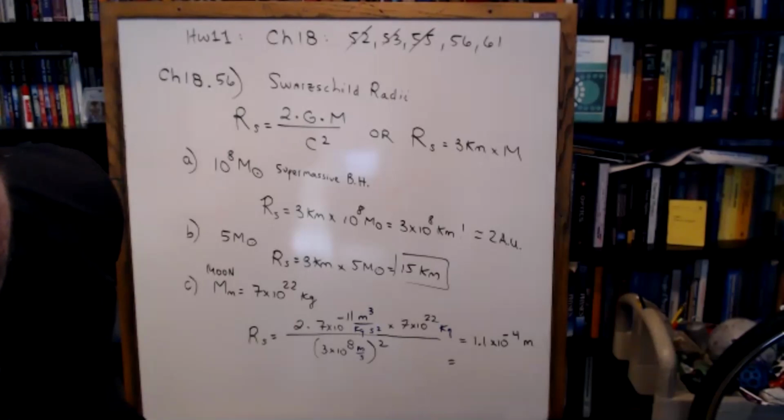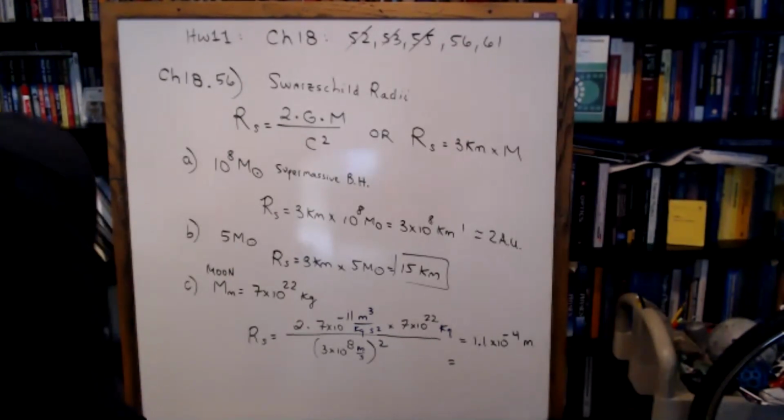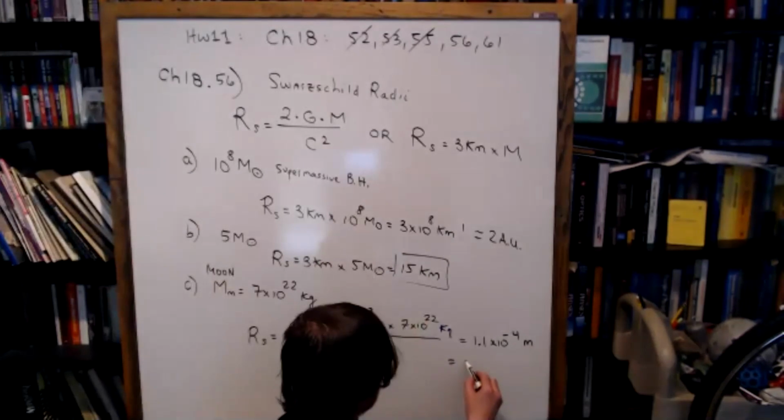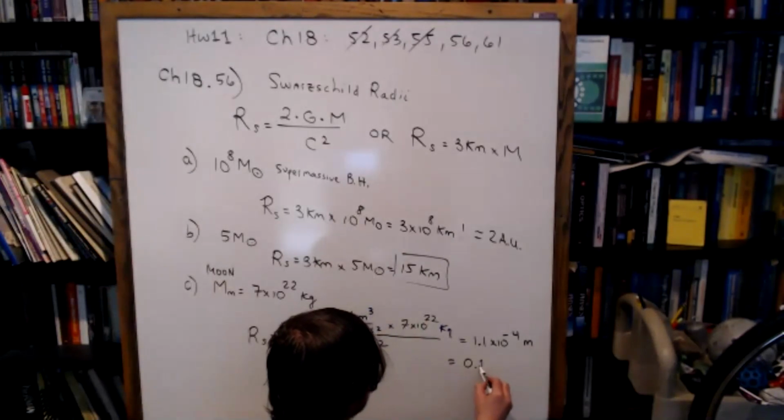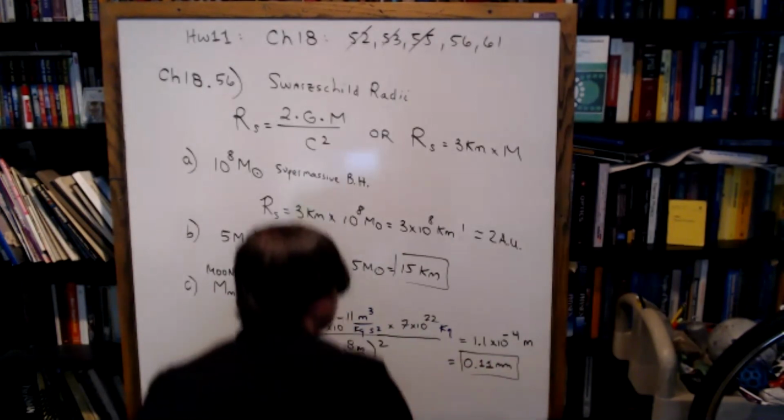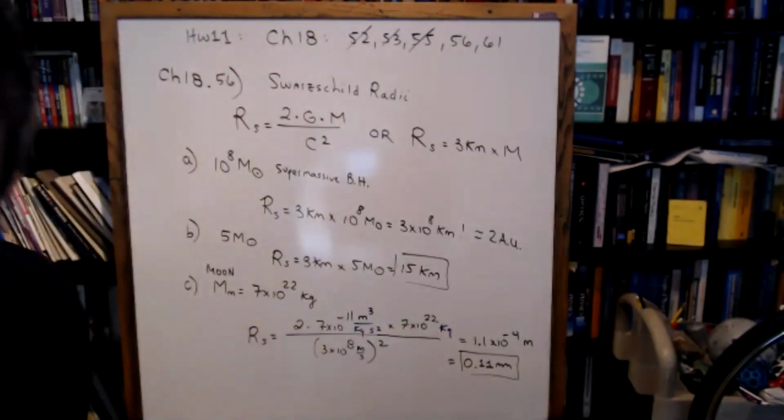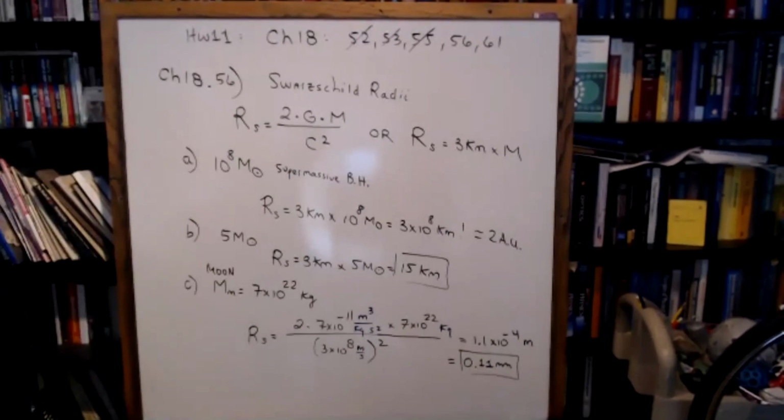1.1 times 10 to the minus 1, in plain English, like no scientific notation? 0.11. Yeah, millimeters. It's a tenth of a millimeter. Like the head of a pin? Something like that. You'd have to compress the moon to the head of a pin to make it a black hole.